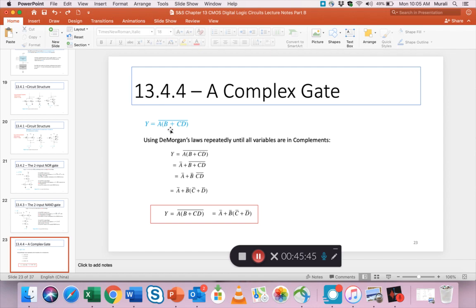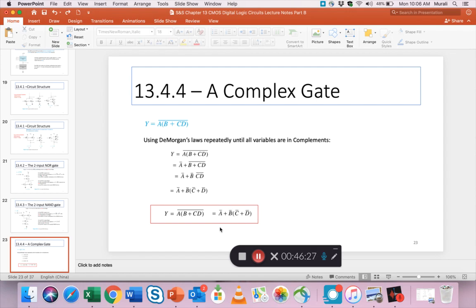So y equals a times b plus cd. That means a and b or c and d, right? That's the way to read that, with a complement on top. So can you simplify this? Why are you trying to simplify this? We can write the PDN using just this, right? We know that. But to write a PUN, we want this function to look like this, where you only have the complements of all the variables. A has to be complement, B has to be complement, C has to be complement, D has to be complement.